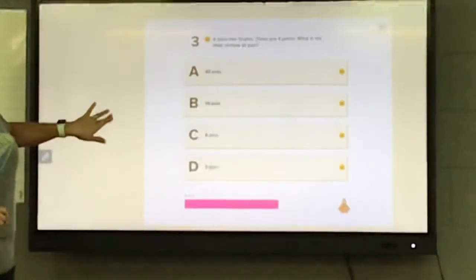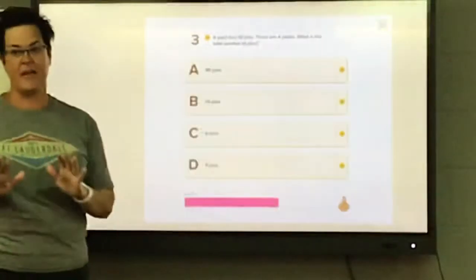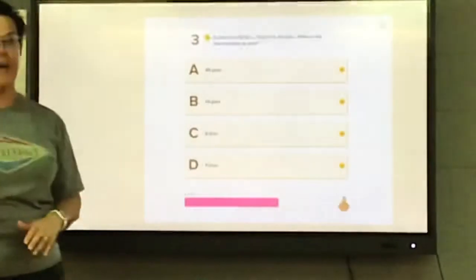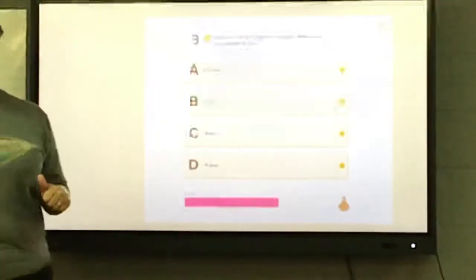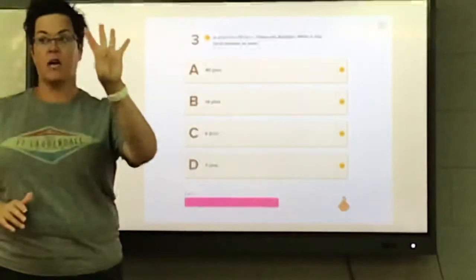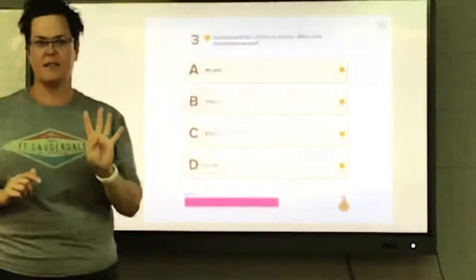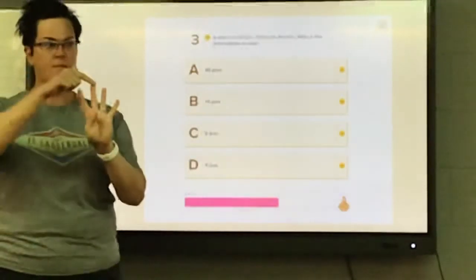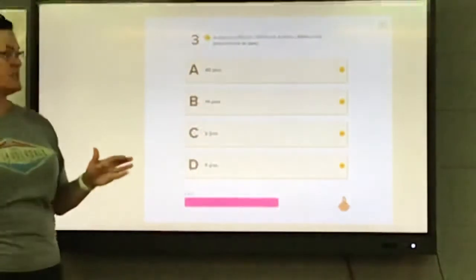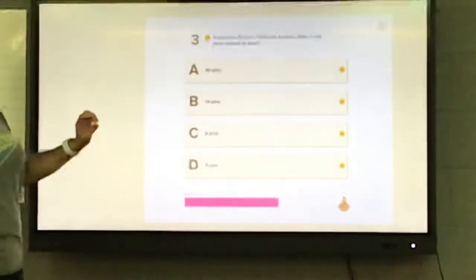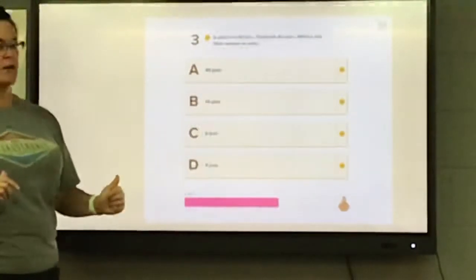Okay. Oh, no picture with this one. A pack has 10 pins. So 1 pack, that's a pack, right? Has 10 pins. There are 4 packs. How many pins in each pack? 10. What is the total number of pins? Is it 40, 14, 6, or 4?